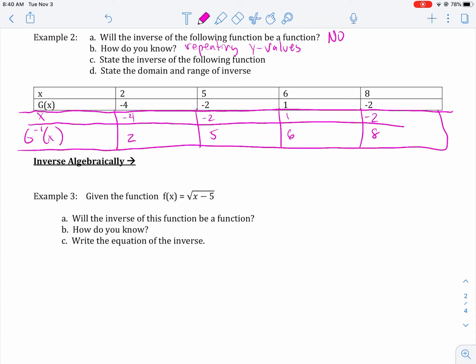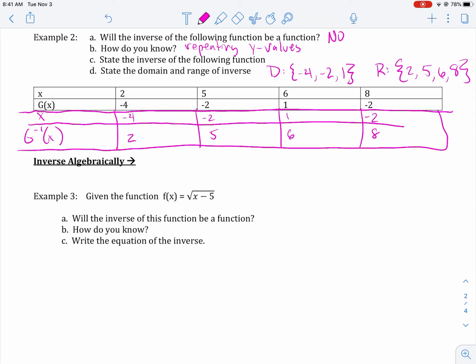And state the domain and range of the inverse. Well, our domain is going to have to be a list, so we don't care about the values in between. So our domain now is negative 4, negative 2, 1, and again negative 2, so I'm not going to repeat that. And then our range is 2, 5, 6, and 8.